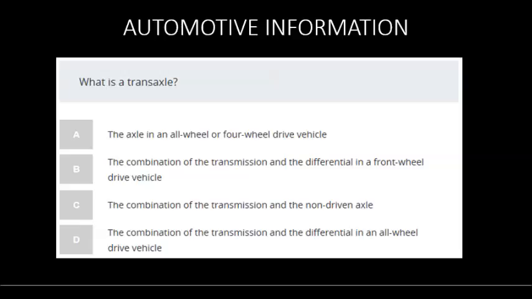The axle in an all-wheel or four-wheel drive vehicle? Probably not the answer. B, the combination of the transmission and the differential in a front-wheel drive vehicle? That's probably it. But let's look at the other ones. C, the combination of the transmission and the non-driven axle. Transmission is up front in this case, but that is also the driven axle, doesn't apply. D, the combination of the transmission and the differential in an all-wheel drive vehicle. Not it. I would go with B.